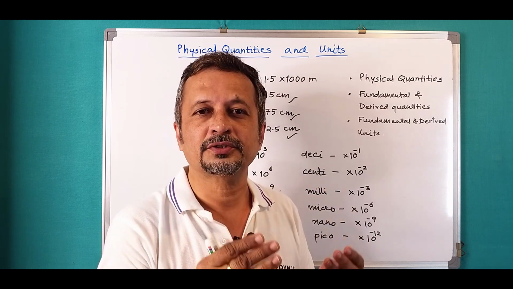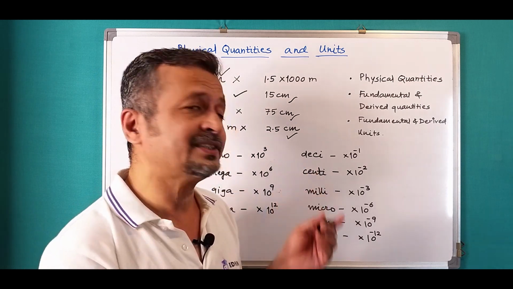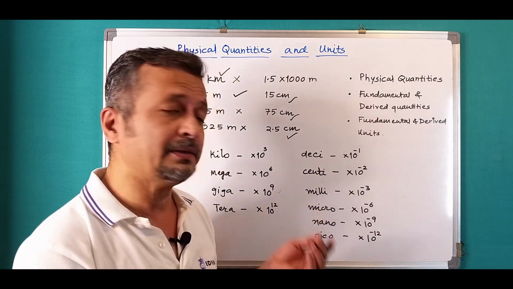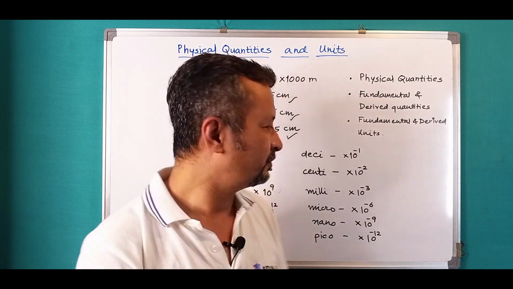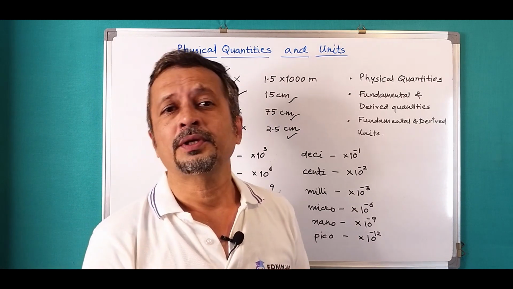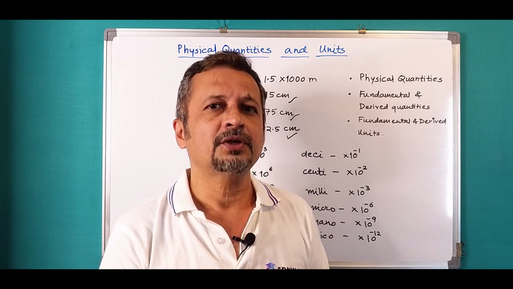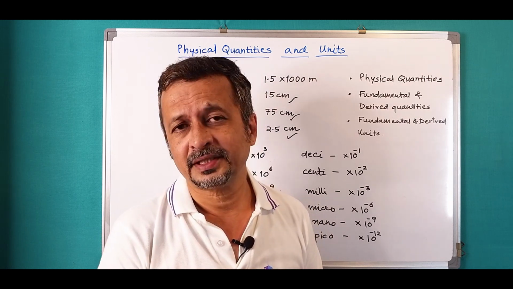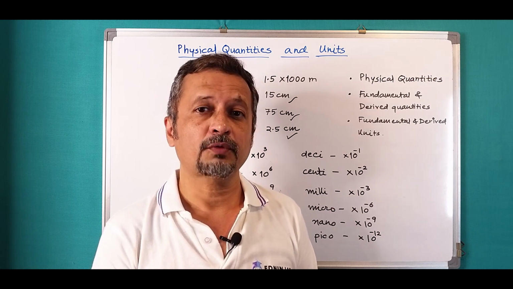So centimeter is 100th part of a meter. Decimeter is 10th part of a meter. Millimeter is 1000th part of a meter, and so on. So we use micro, nano and pico like that. So these are basic things that we follow while expressing the size of physical quantities.